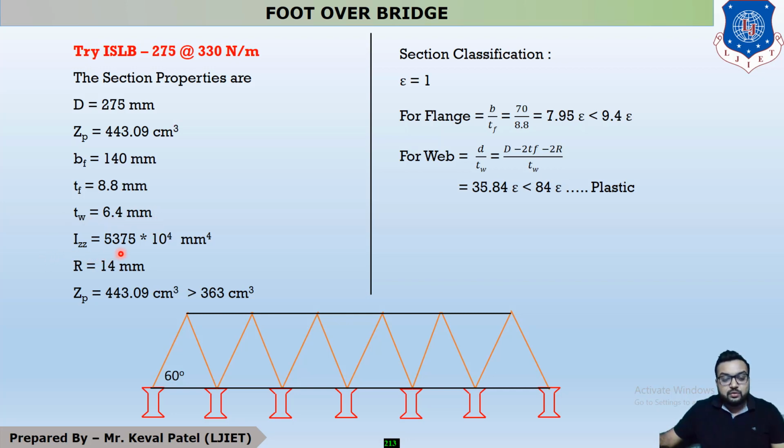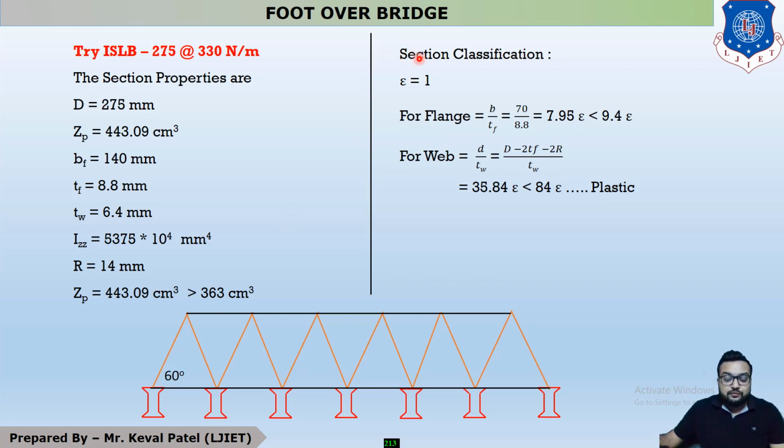IZZ is equal to 5375 into 10 raised to 4 mm raised to 4. Capital R means radius of root. This curvature at this junction is called the radius of root. So it is 14 mm, and ZP is 443.09 cm cube, which is greater than our required cm cube. Now let us check in which class of section our selected section falls.